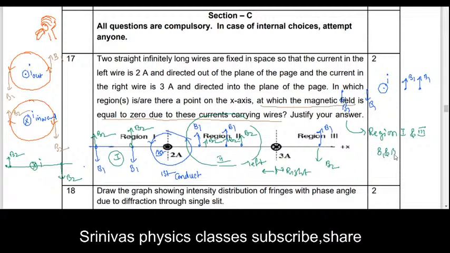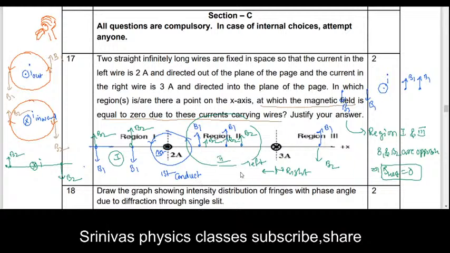So the answer is region 1 and 3. B1 and B2 are opposite and cancel each other, so the net field will be 0. At what situation is the net field 0? In region 1 and 3, not in region 2, because in region 2 the field due to the first conductor and the field due to the second conductor are in the same direction.